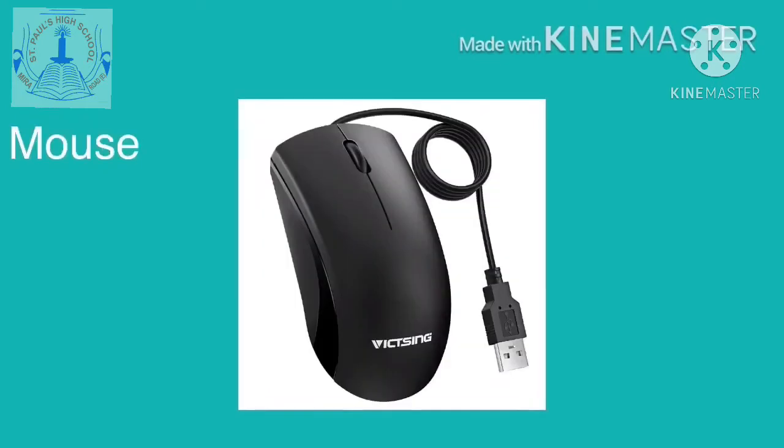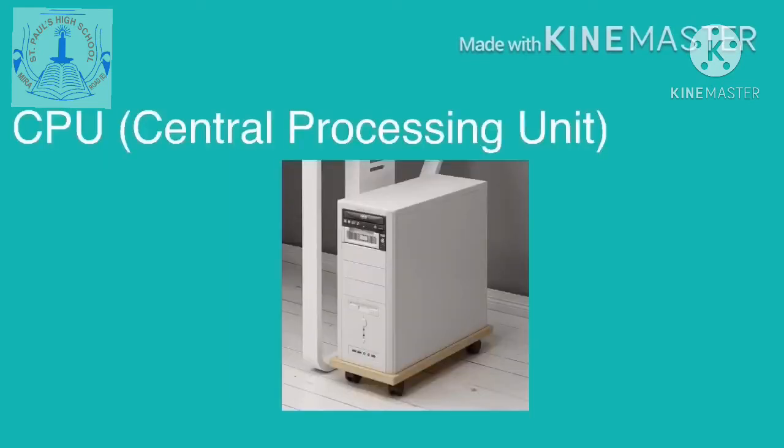Now, the next one is the mouse. The mouse is the pointing device attached to the computer that controls the movement of the cursor on the screen. It allows the user to run commands using the point, click, and drag method. Now you can see the pin. With the use of the pin, the mouse is connected to the CPU and you can use it as a pointer.